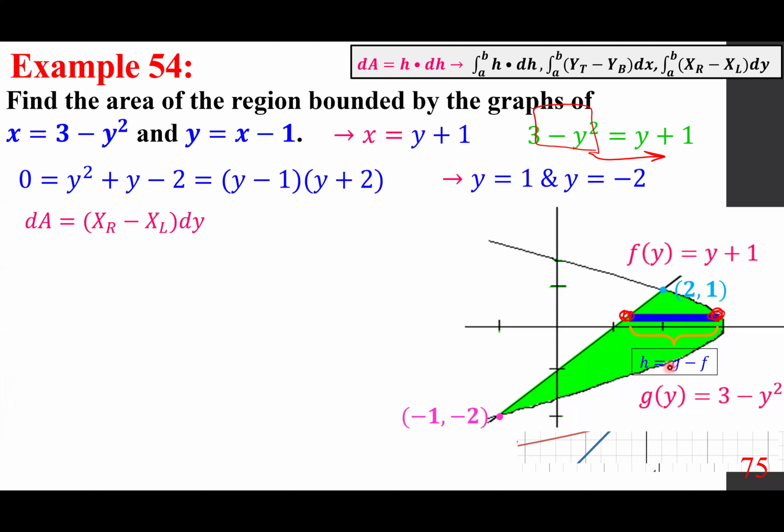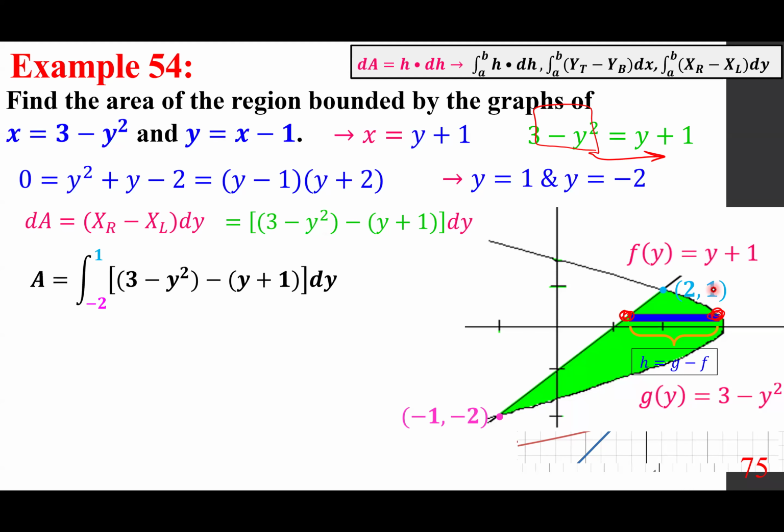So g minus f. So we have 3 minus y squared minus y plus 1. So that's dA, x sub right minus x sub left, dy. And we're going to call them f of y and g of y in any event. And so we are going to integrate this one from the y coordinate negative 2 to the y coordinate 1. And let's say this is 3 minus y squared minus y minus 1. So these two add up. So we have negative y squared minus y plus 2.